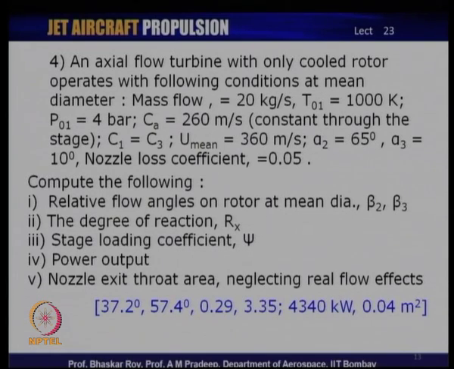So, you have a problem here which says that the mass flow is 20 kg per second, the entry total temperature is 1000 K, P01 is 4 bar, and CA is 260 meters per second, and this is assumed to be constant through the entire stage. Again, it is prescribed that C1 is equal to C3, U mean is 360 meters per second, alpha 2, that is the exit from the stator nozzle, is 65 degrees, and alpha 3 at the exit of the stage is 10 degrees, and a nozzle loss coefficient is prescribed as 0.05.